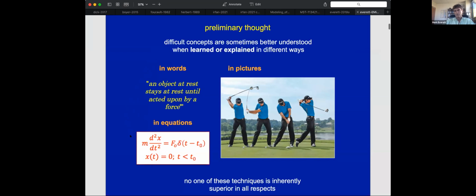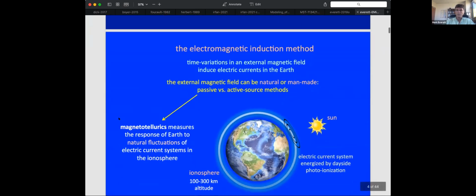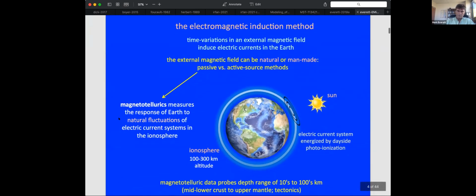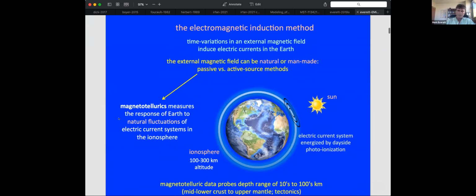And here in pictures, we see that a golf ball is at rest until it's acted upon by a rather large impulsive force, when suddenly it moves. And none of these techniques for learning or explaining things is inherently superior in all respects. In fact, it's probably a combination of these modes that can best advance the knowledge of students or even of experienced researchers.